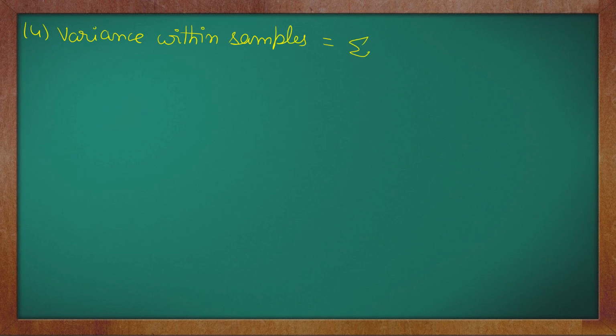The formula is the same, but it is xi minus xi bar whole square. This is xi minus x bar. In the third step, we solved with the help of the grand mean. Now we are solving with the individual mean. So let's start to solve.